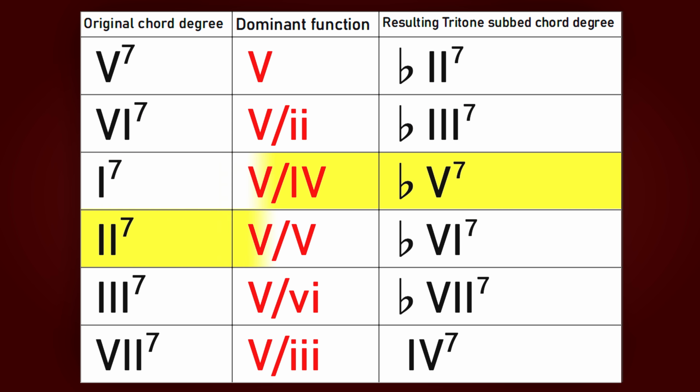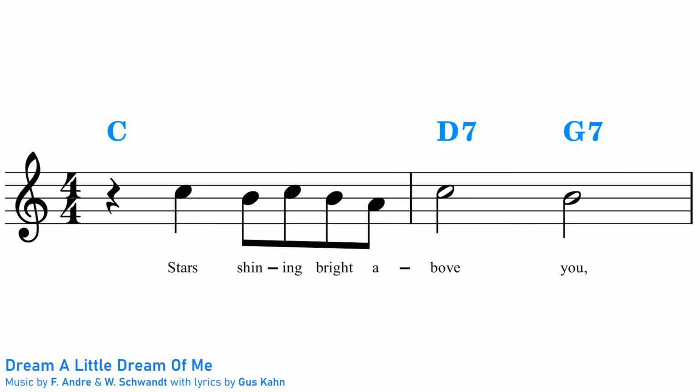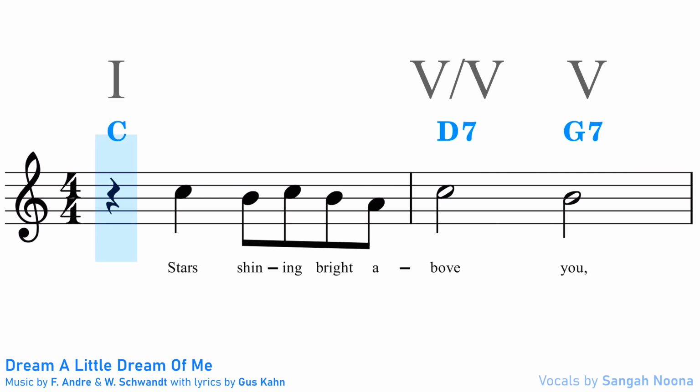But what about the 5 of 5? The chord D7 in the key of C major. This is the jazz standard Dream a Little Dream of Me, and currently I have set the tune against the chord progression 1, 5 of 5, and then 5.